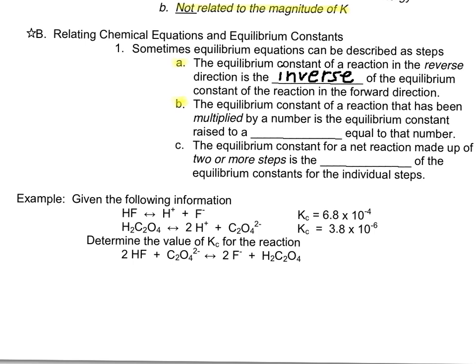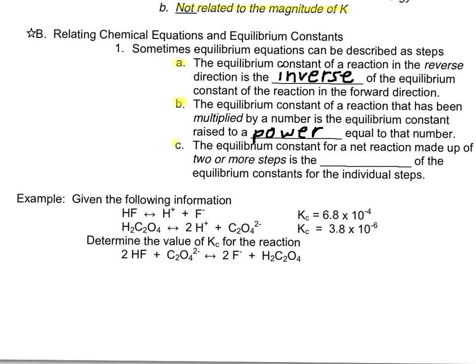Look at letter B here. The equilibrium constant of a reaction that has been multiplied by a number is raised to a power equal to that number. Remember, in Hess's law, if you multiplied an equation by a coefficient, if you doubled everything in the equation, it would double the value for delta H. In this case, it would square the value for K, or if you multiplied everything by 3, it would cube the value for K. So we're raising it to a power this time.